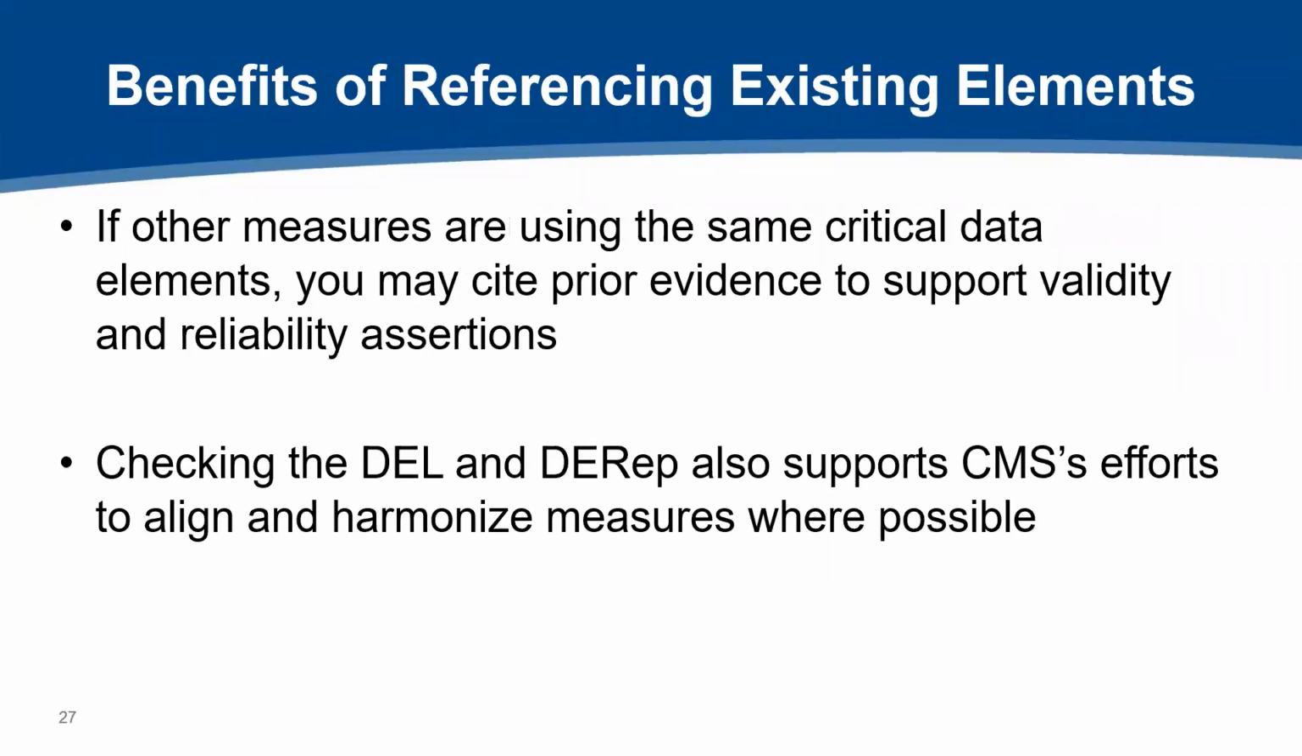So what are the benefits of referencing or sourcing existing elements from these repositories? A couple of benefits listed on the slide. So if other measures are using the same critical data elements that you intend to use in your measure, you can cite prior evidence to support your assertions of validity and reliability. So it has the opportunity to kind of fast track your tests of scientific acceptability. Secondly, checking the DEL and the data element repository also supports efforts to align and harmonize measures where possible. So you're really ensuring that measures that capture the same concept are measuring that concept the same way. And that helps to reduce reporting burden and improves comparability of information. Next slide, please.